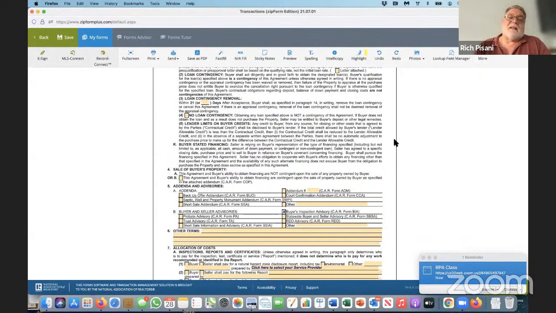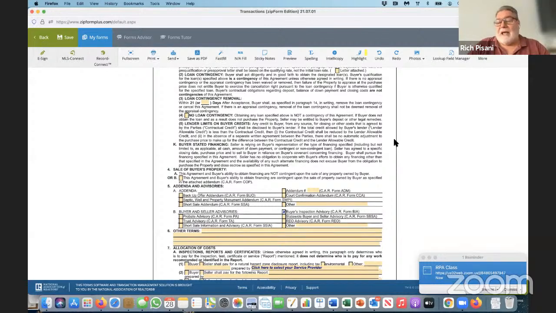Number 4, sale of buyer's property. This says that I have to sell my property before I can buy yours, and it generates another form. FYI, my next class is on disclosures. If I have time, I'll go over those forms. They are confusing, I know. So that's number 4.